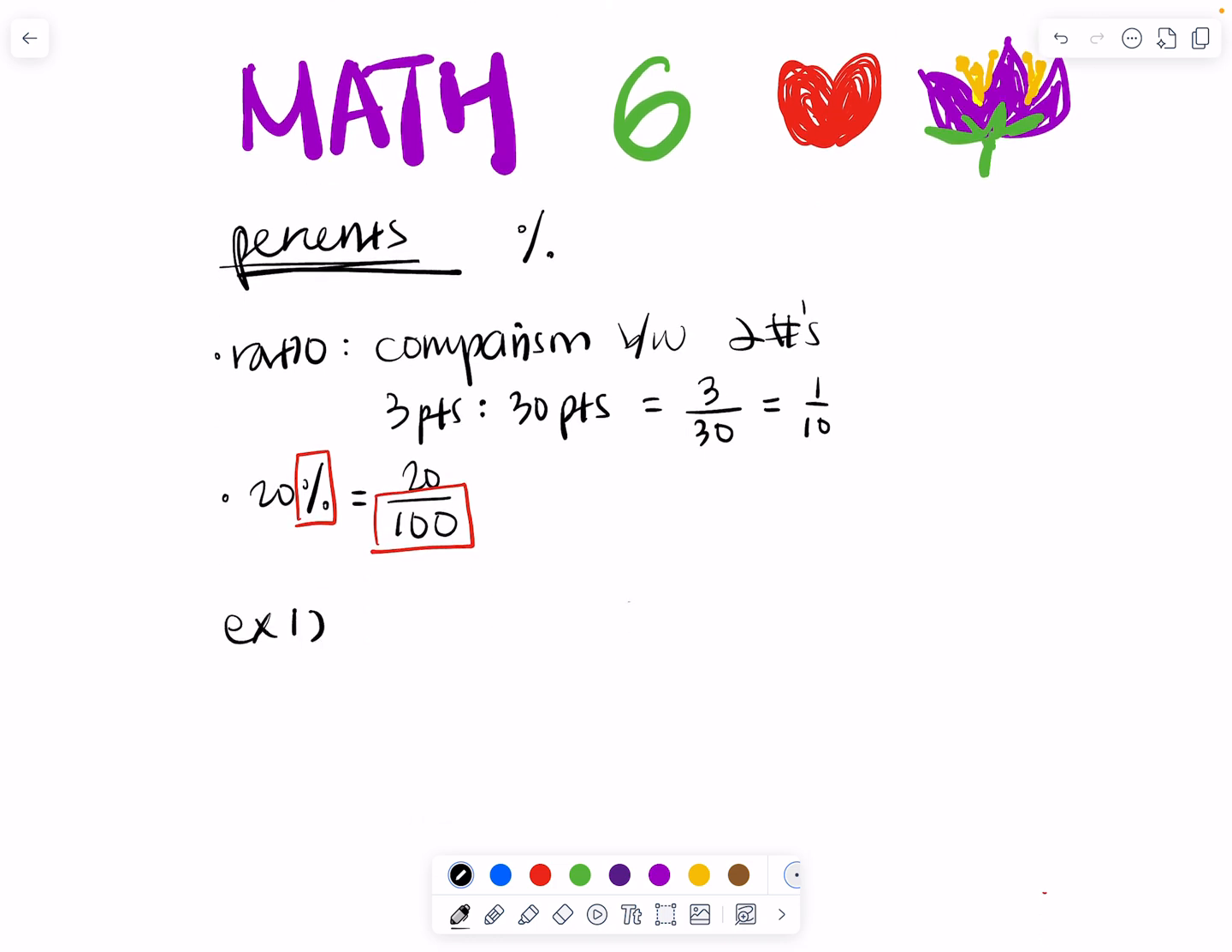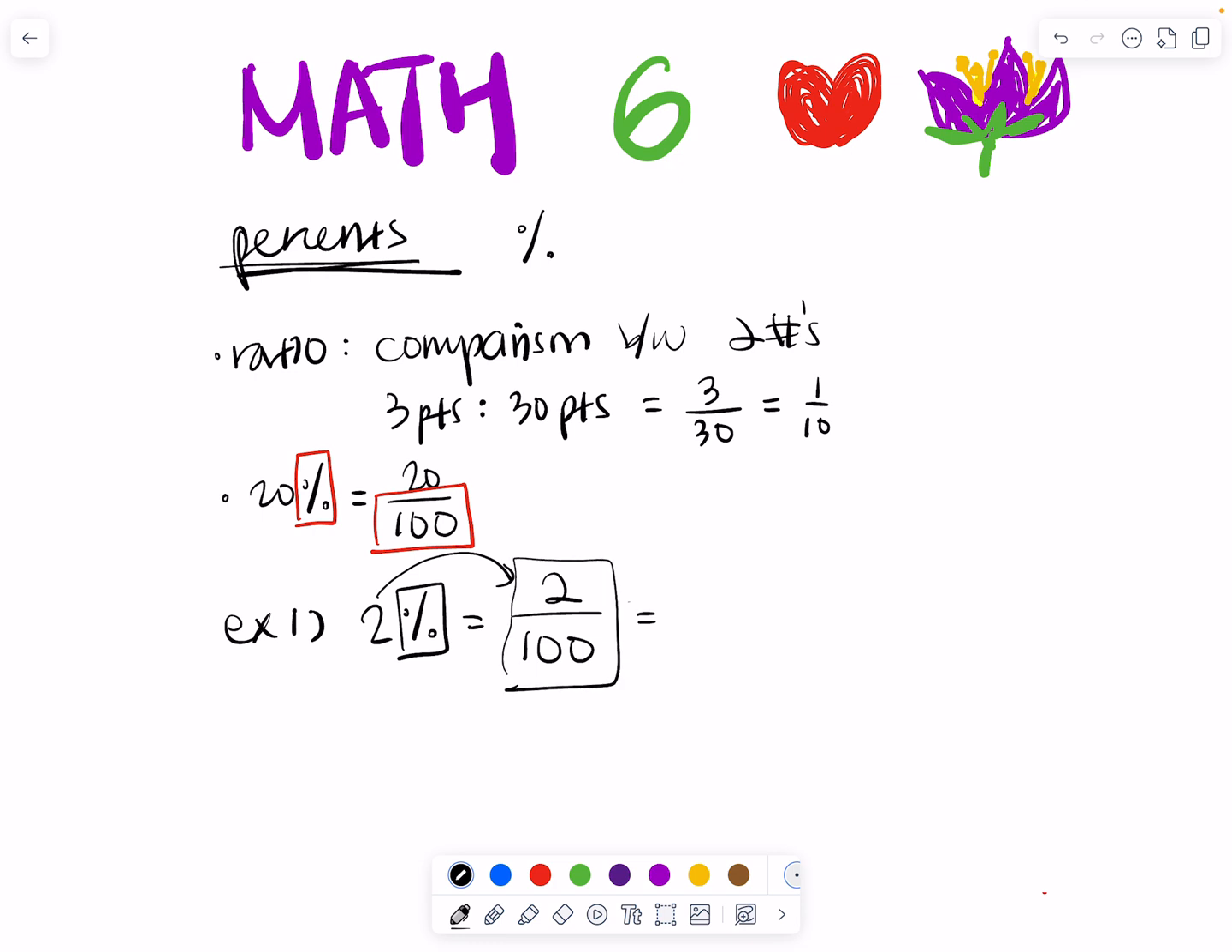Example 1. I'm grabbing problems from your textbook, okay? So 2%. We just said percent means out of 100, right? What is it? 2 out of 100. And then, this is what you do. I'll ask, hey guys, can you find the equivalent fraction of 2%? So you would rewrite that percent as a fraction.